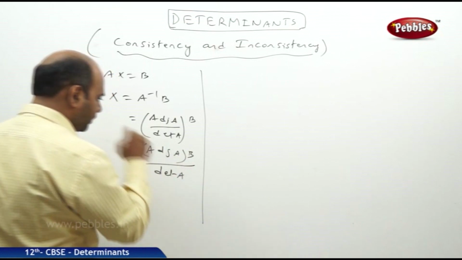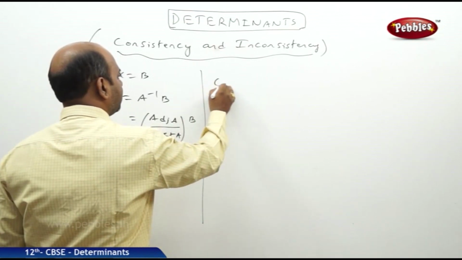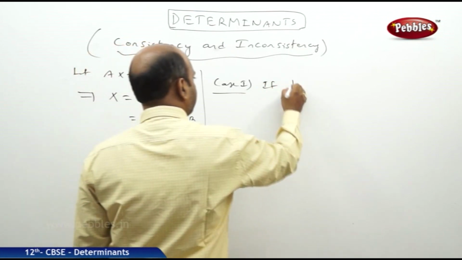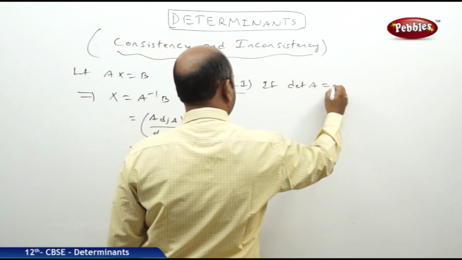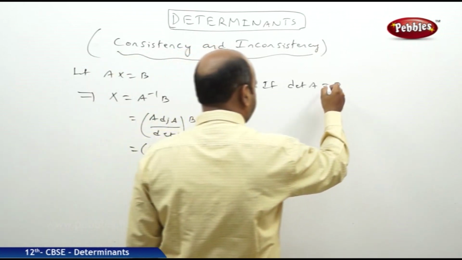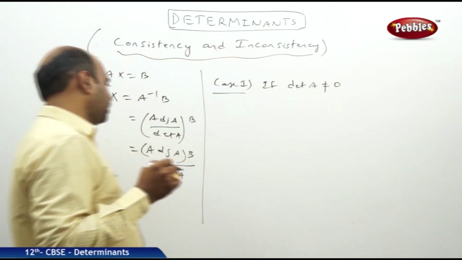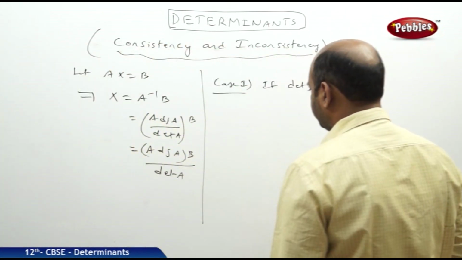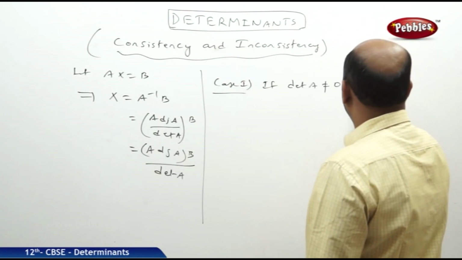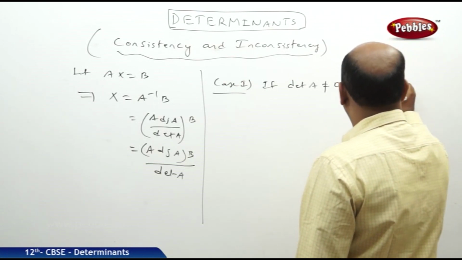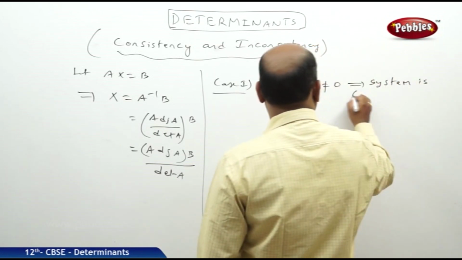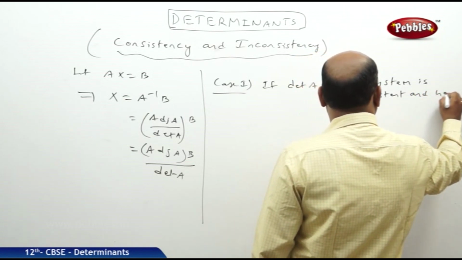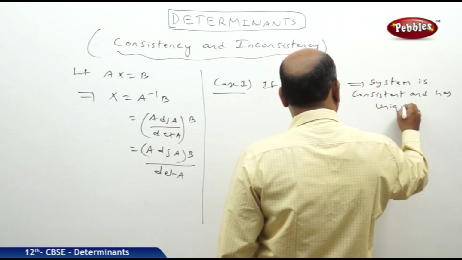So here for us different cases will be occurring. Case 1: if the determinant of A is not equal to 0, what can I tell? The system is consistent and has a unique solution.